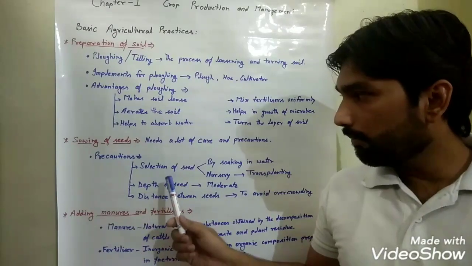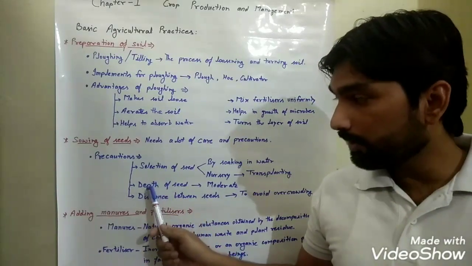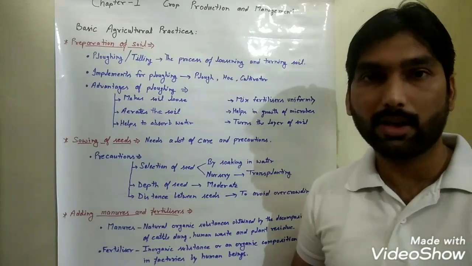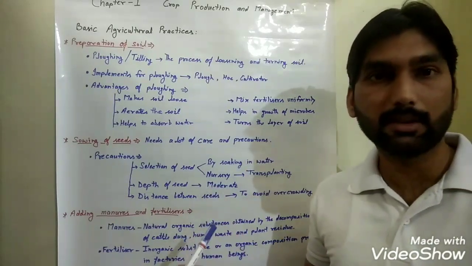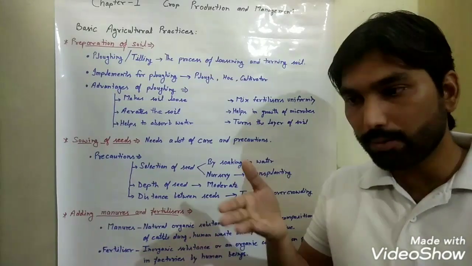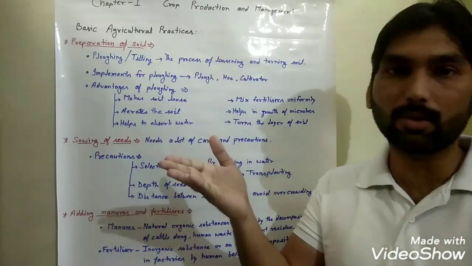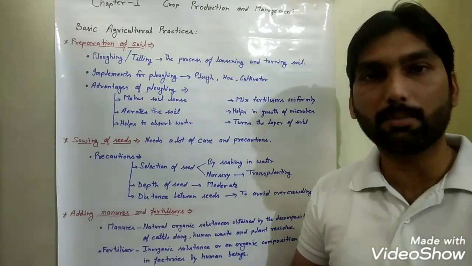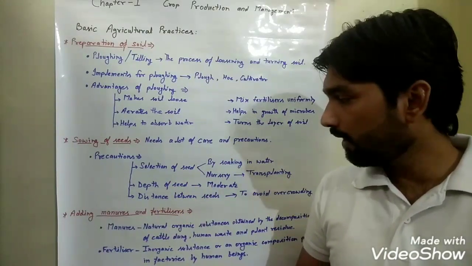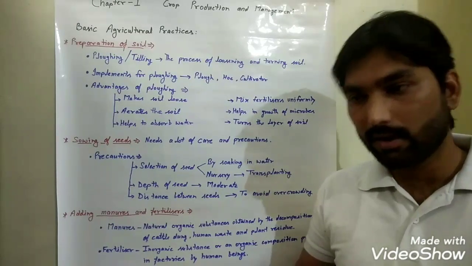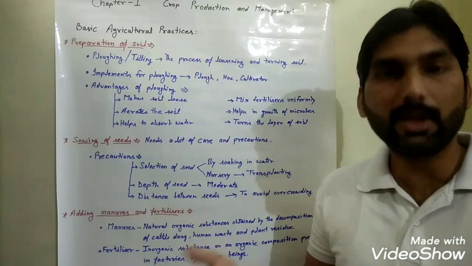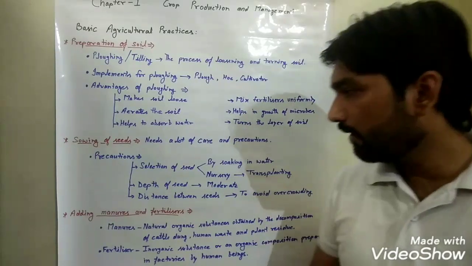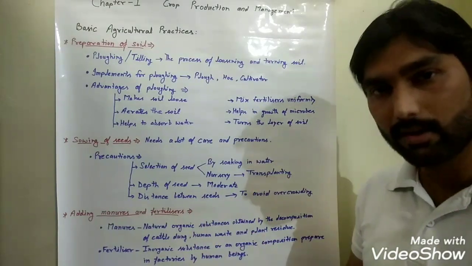So the next precaution is what? The depth at which the seeds are going to be sown. We must be very aware of the moderate depth at which seeds must be sown. Neither too deep in the soil nor at the surface of the soil. If the seeds are sown at the surface of the soil, they may be eaten by birds or damaged by animals. And if the seeds are sown deep inside the soil, they may not get suitable sunlight and air, and they will not grow well. So the seeds must be sown at the moderate depth.